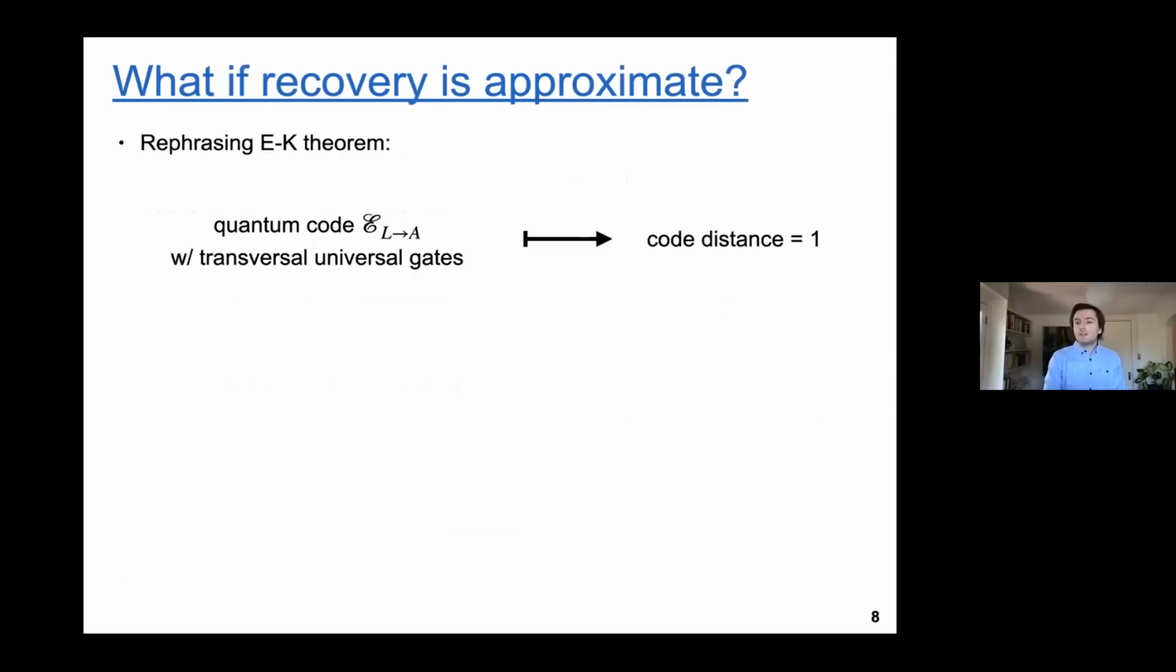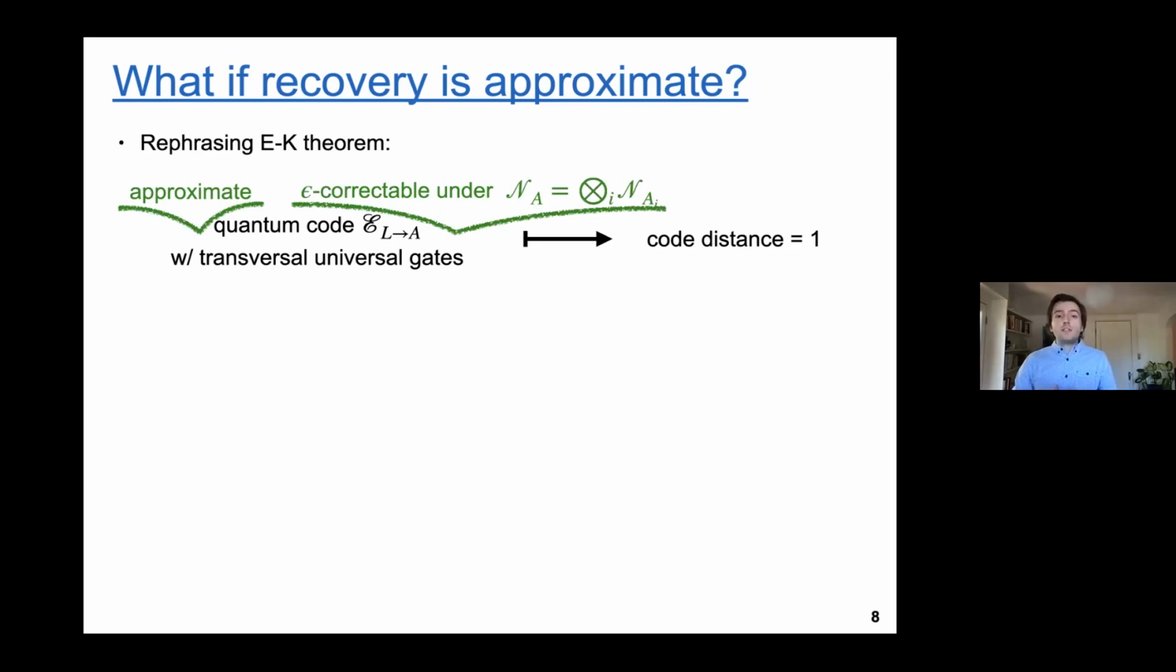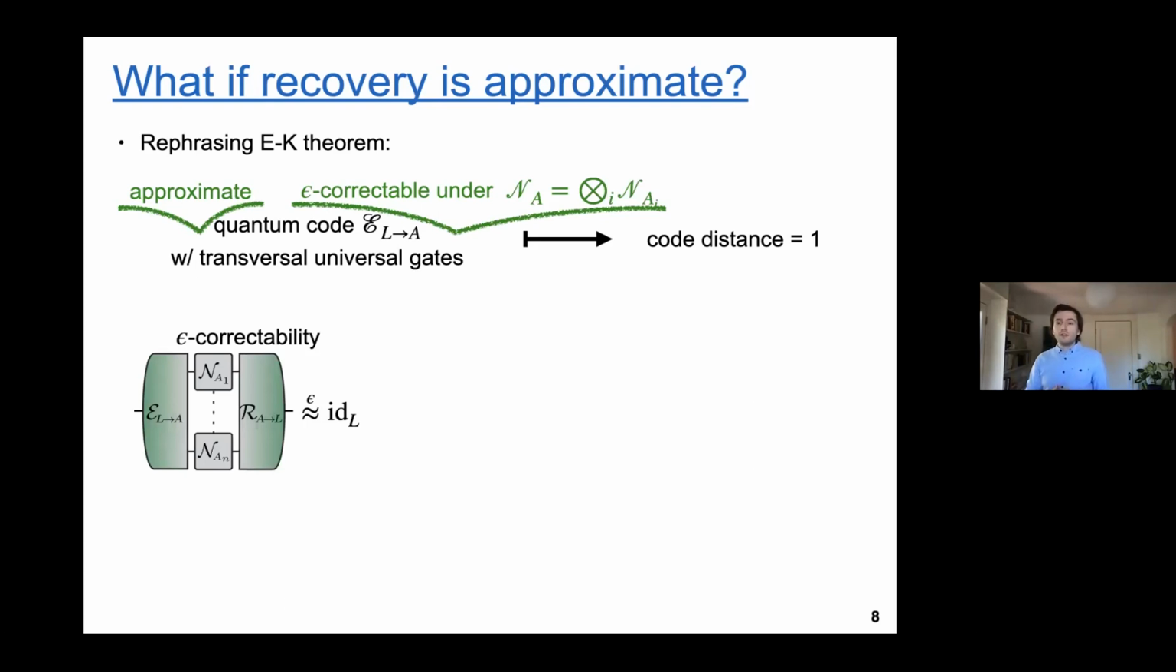So let me rephrase the Eastin-Knill theorem in a slightly different way than previously stated. We can think of their result as follows. Let's assume that we have a quantum error correcting code E with transversal universal gates. Then what the Eastin-Knill theorem says is that such a code will have a code distance of 1. So now we can try to modify the assumptions which go into that reasoning. First, we want to consider an approximate quantum error correcting code E, and let's assume that it is epsilon correctable under some noise n, which has its tensor product structure. And remember, epsilon correctability tells us that the composite channel, encoding followed by the noise followed by the recovery, is approximately close to the identity channel on the logical level.